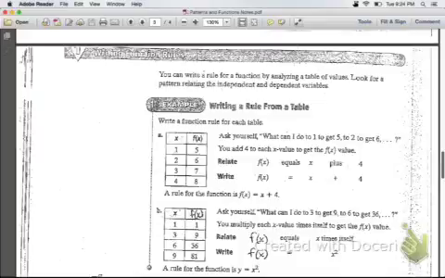So to write a function rule in example 1, you look at the x and you look at the f of x, it's just function notation. Ask yourself, what can I do to 1 to get 5? What can I do to 2 to get 6? And so on. If you add 4 to each x value, you get the f of x value. So you relate that f of x is equal to x plus 4, and you write the rule right here. Okay?